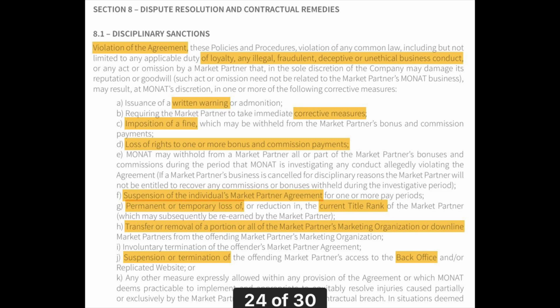They can put a fine on you. You can probably lose your rights to receive any bonuses or commissions. You probably will have your market partner agreement account suspended. You can lose temporarily or permanently your rank. You could potentially have a portion of your downline removed, and they will put it onto another market partner, which will be a blessing for the other market partner, but not for you. And you can also have a suspension or a termination of your market partner back office, meaning the portal where you run your business in MONAT.